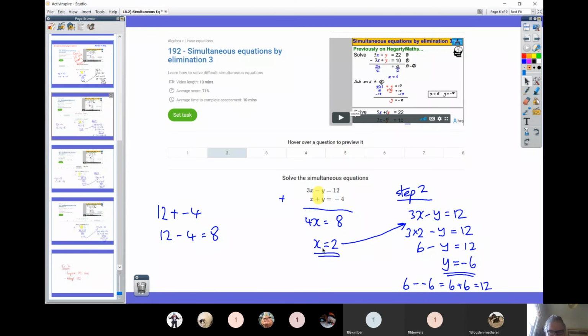Step 2, to go and work out y. Take either equation, doesn't matter which one. I've taken the top one. We've just worked out that x is 2. So substitute 2 in, replacing the x. So 3x is 3 lots of 2, which is 6. Now 6 minus y has got to equal 12. Now this is tricky. This means that y's got to be minus 6, because 6 minus minus 6 is the same thing as 6 add 6, which is 12. So this bit here is tricky.